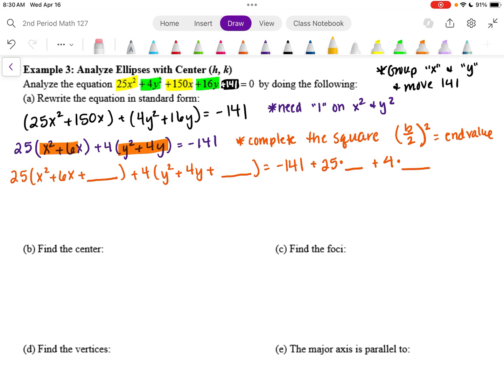So I'm going to say b over 2 squared, so 6 over 2 squared, which is 3 squared, which is 9. Here I have 4 over 2 squared, which is 2 squared, which is 4.